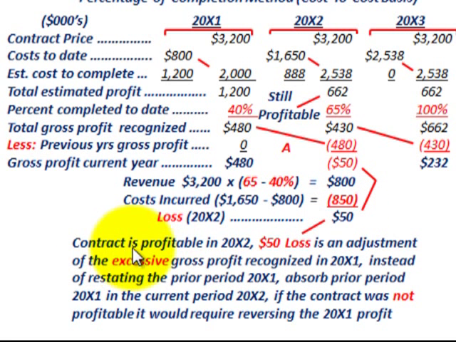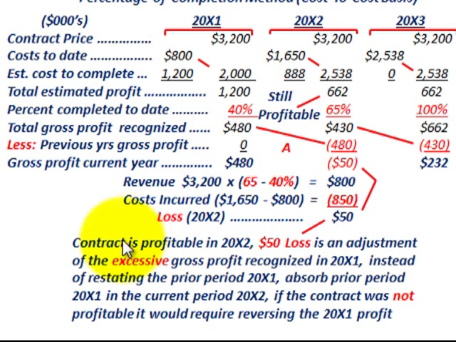So again, we're going to be able to record this loss in this current period. And we're not going to have to redo our numbers in 20x1 because the contract is still profitable. So that's the key here. We have to look to see if the contract's still profitable. And that is the case. We still have $662,000 we're estimating on the profit of this contract.